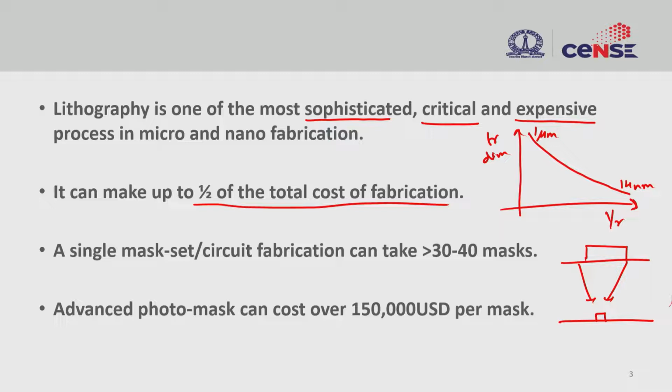And a single mask set or circuit fabrication, a functional circuit fabrication, can take up to 30 to 40 masks, right? So what do we mean by mask? It is nothing but a single layer of patterning requires this mask, right? So there are 30 or 40 layers that you have to use in order to make any functional circuit, right? And the cost, as I mentioned, mask alone costs about 1.5 lakh US dollars, right? So this actually increases as you move from lower mask technology to higher mask, right? So the functionality and sophistication increases, but at the same time cost also increases.